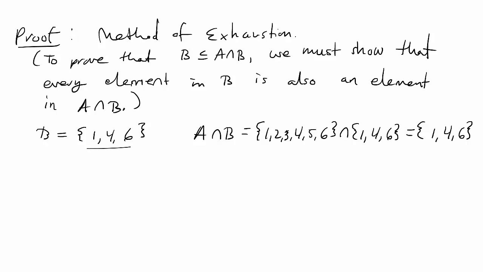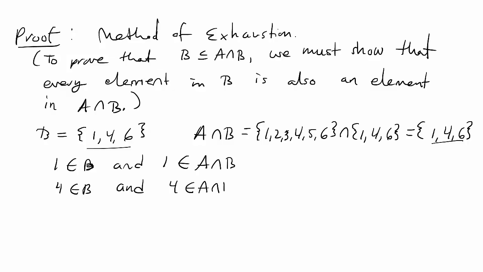So now you're going to go through each of these, and you're just going to show that it is in the intersection. So the element 1 is in B, and 1 is in A intersection B. The element 4 is in B, and 4 is also in their intersection with A and B. And then the element 6 is in set B, and 6 is also in the intersection.